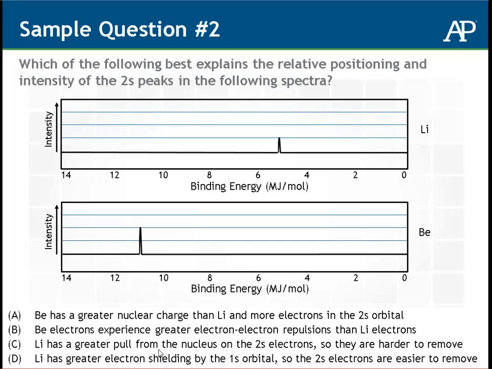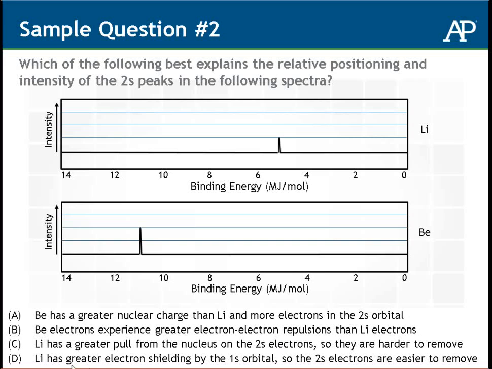B says beryllium has greater electron to electron repulsion than lithium electrons. Well, greater electron repulsion is going to cause the binding energy to go down and not to go up. So this is inconsistent with the graph. C, lithium has greater pull from the nucleus on the 2s electrons, so they are harder to remove. Well, that's not true because lithium's binding energy here is less. It's not consistent with the data.